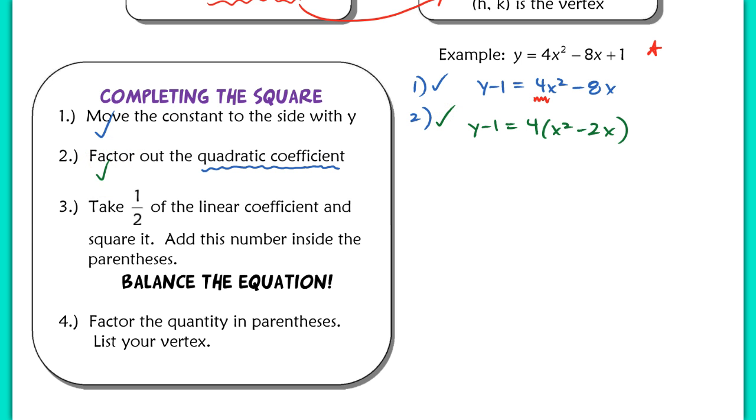Now, step 3 says to take half of your linear coefficient and square it. This is the linear coefficient. Okay, this is the quadratic coefficient. This is the linear coefficient. So I'm going to take half of -2, which is -1, and then I'm going to square -1. So that's how I'm completing the square, just like we did in those above problems, where I took that number, I cut it in half, and I squared it. It's the same skill here.